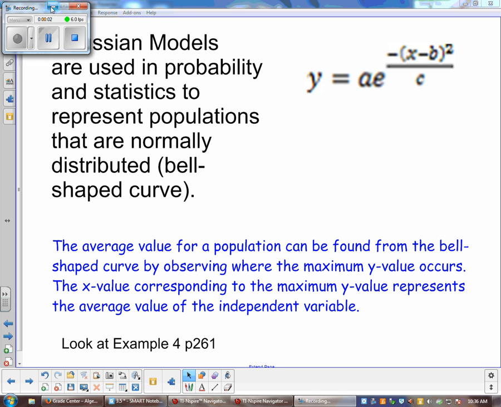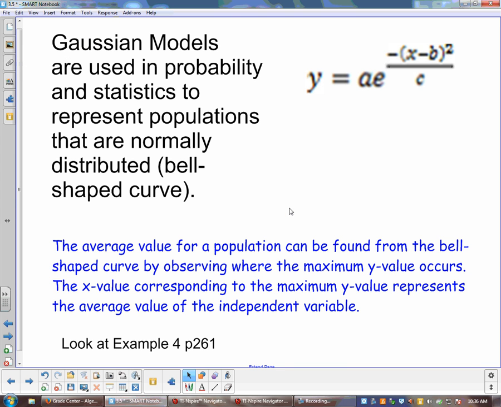Okay, so we are finishing our notes on section 3.5. The Gaussian model is used in probability and statistics to represent populations that are "normally distributed." That means it's a bell-shaped curve, a normal distribution. The model looks like this.